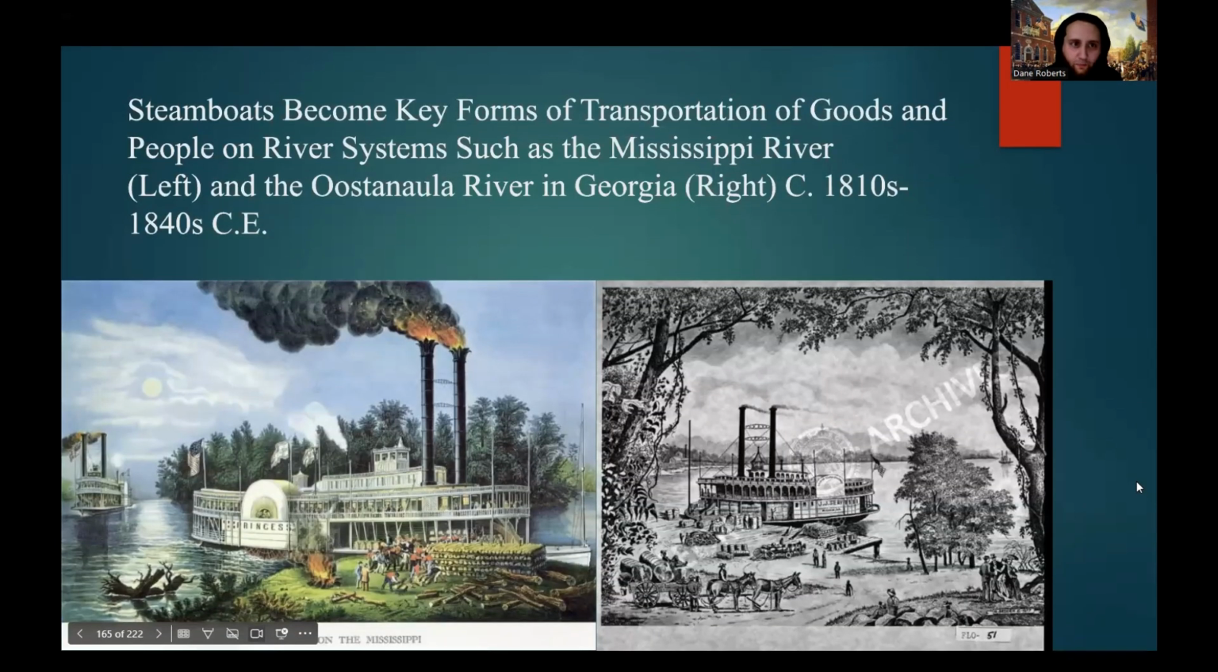Not only that, but steamboats would become key forms of transportation of goods and people on river systems such as the Mississippi River and the Oostanaula River in Georgia between really the 1810s CE, but they really reached their zenith between the 1820s and 1840s CE.